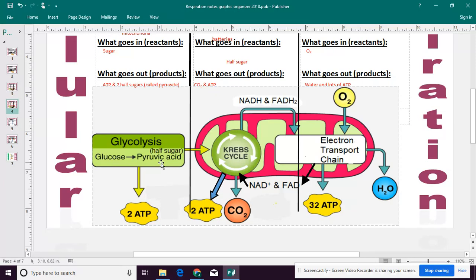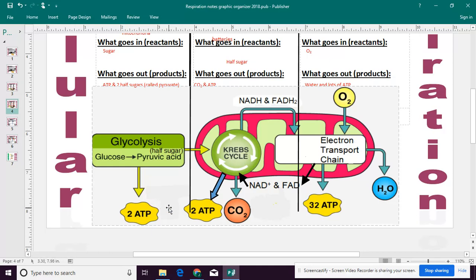Each half sugar would have a formula of C3H6O3. And those 2 half sugars will eventually go on and be used over here in step 2. That's why the arrow goes that way. Those 2 half sugars also have a proper name. So the proper technical name for the half sugar is called pyruvic acid. And sometimes that's shortened to pyruvate. So what we end up with after glycolysis is 2 half sugars, also called pyruvates or pyruvic acid. And we end up with a little bit of energy, 2 charged batteries, ATP.